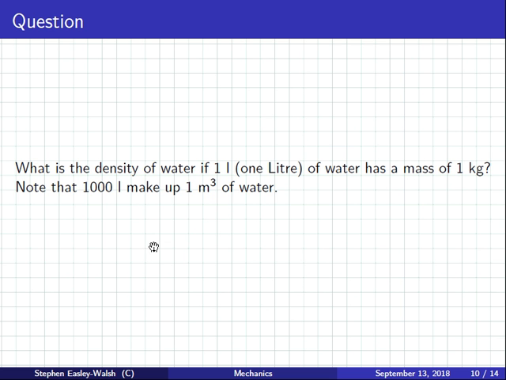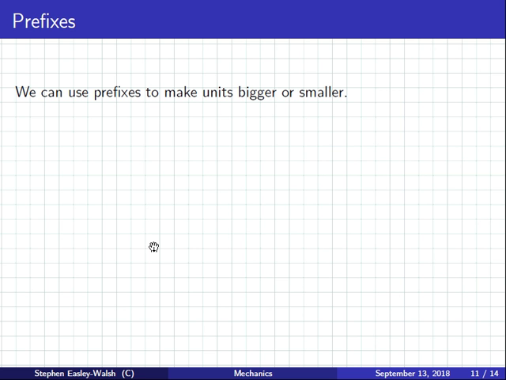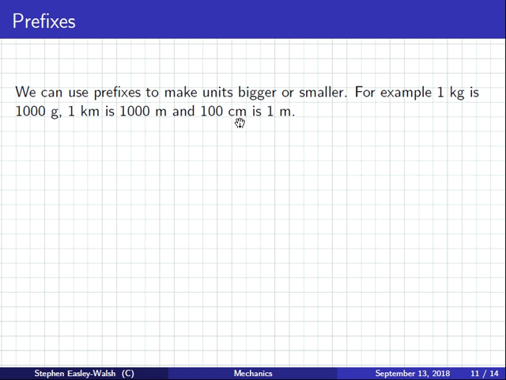Okay, continuing. So now we can use prefixes to make units bigger or smaller. So, for example, 1 kilogram is 1,000 grams. 1 kilometre is 1,000 metres. And 100 centimetres is 1 metre. These are called prefixes, the kilo and the centi.